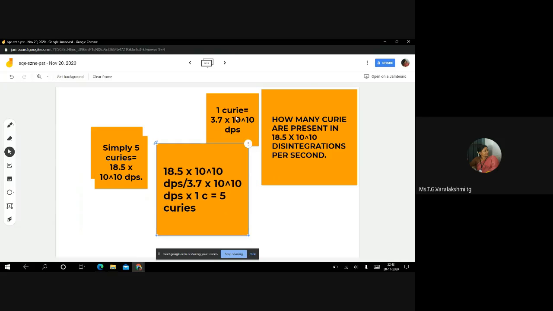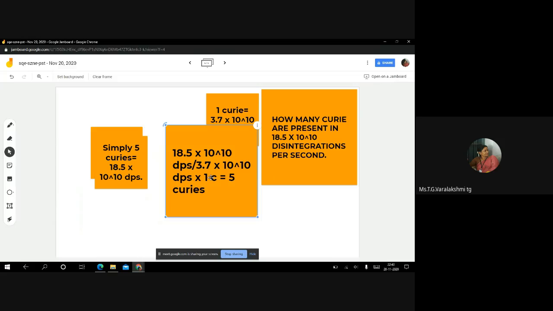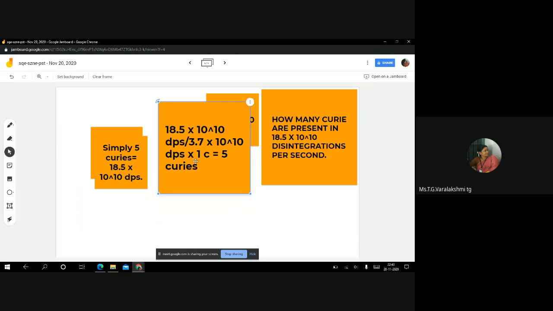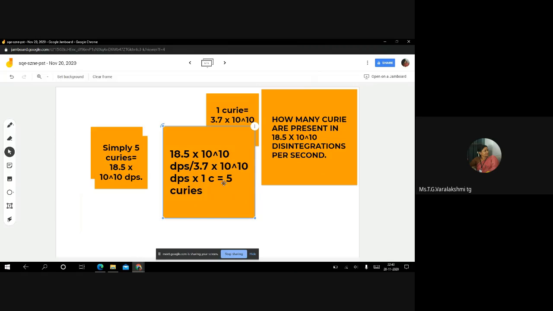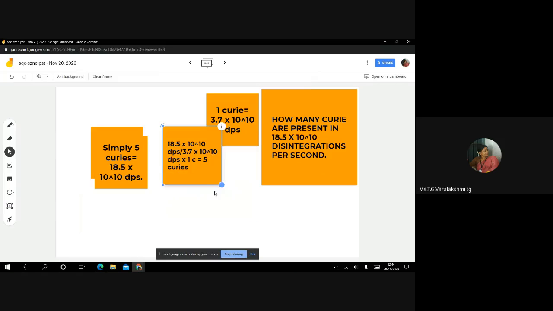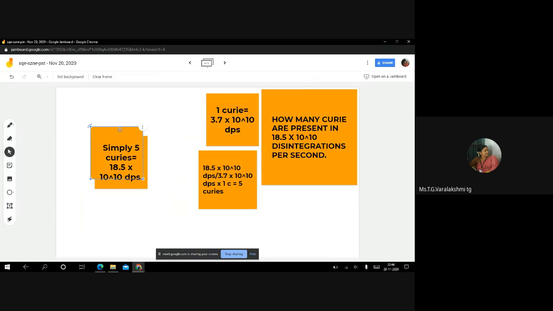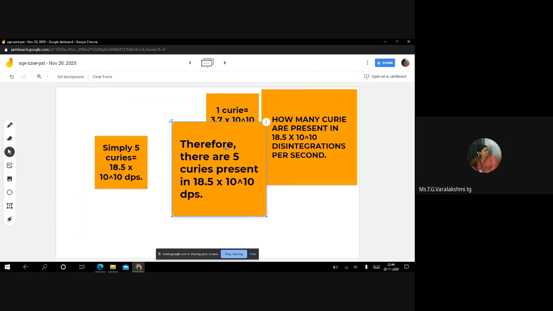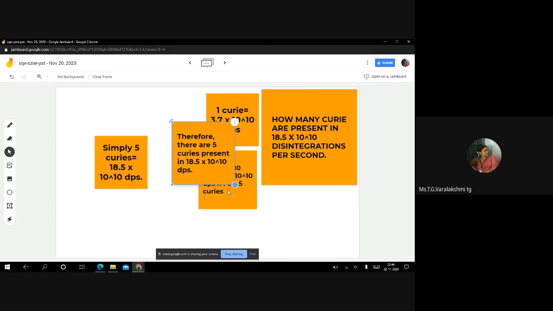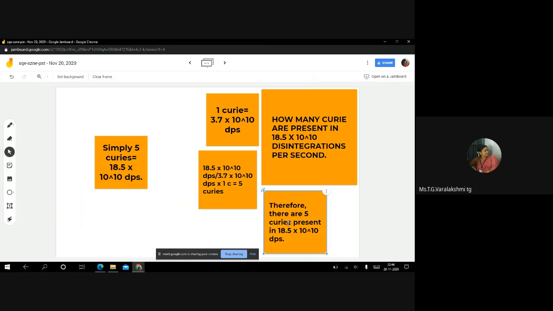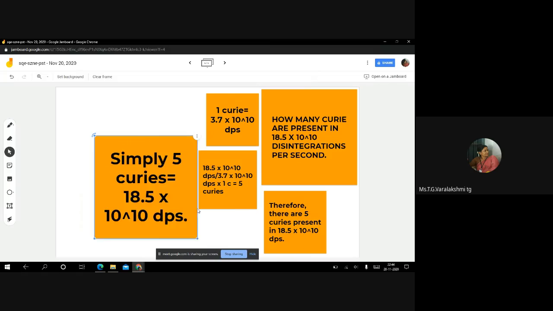So what I should use here now is 1 curie divided by 3.7 into 10 power 10. The other one you should multiply with this. Finally, on doing the calculation, you will get 5 curie. You will get 5 curie. So I can write it as, therefore 5 curie are present in 18.5 into 10 power 10 dps. Okay, and it can be very simply written as 5 curie.